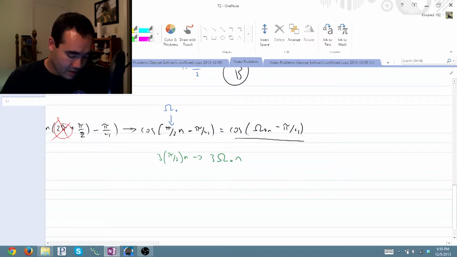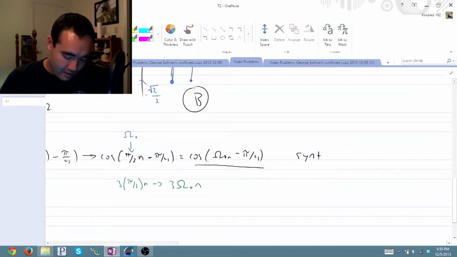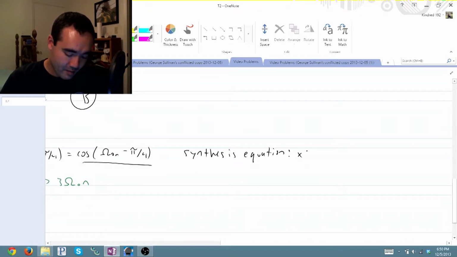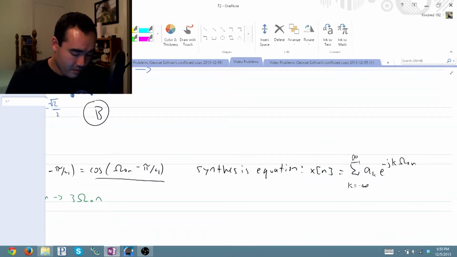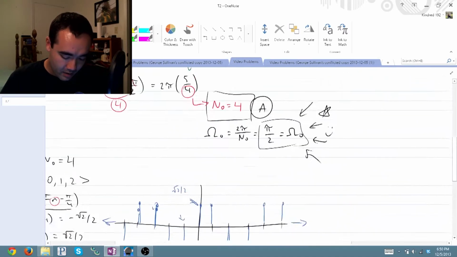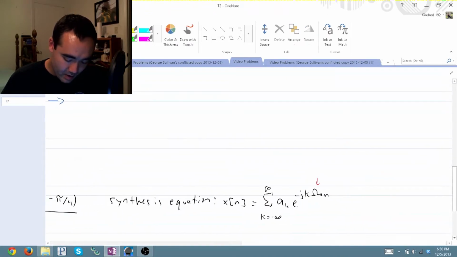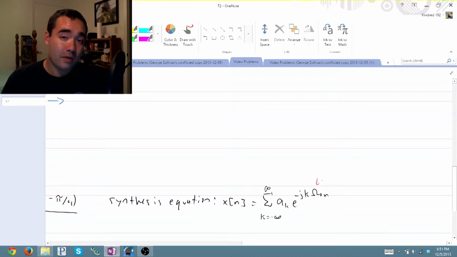And for discrete time, we know that the synthesis equation for some x of n is equal to the summation from k equals negative infinity to infinity of some a sub k times e to the j k omega naught n. So we know what omega naught is. It's pi over 2 because we found it right there. And n is a value that will just be a part of the function, and so we just need to find k and a of k.